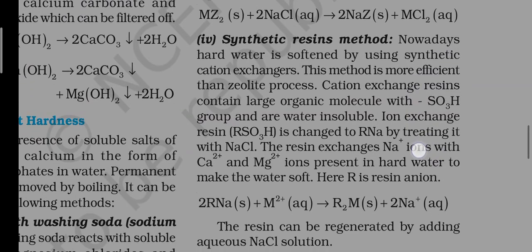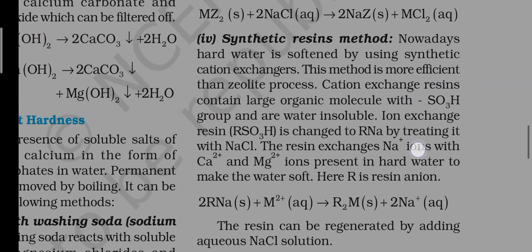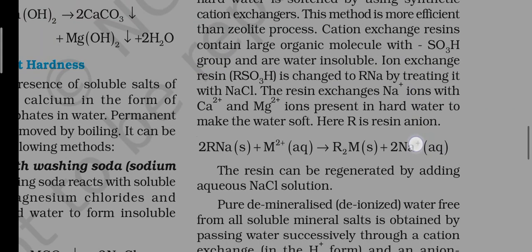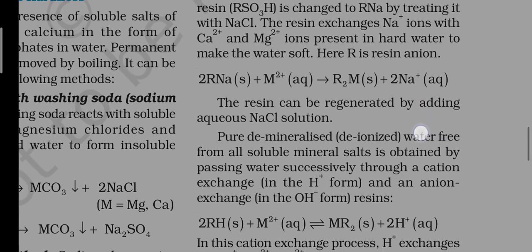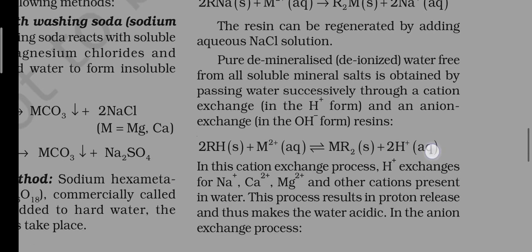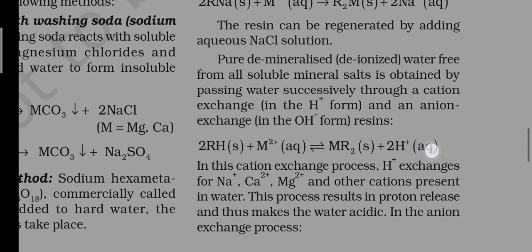Next is synthetic resin method. Nowadays, hard water is softened by using synthetic cation exchangers. This method is more efficient than zeolite process. Cation exchange resins contain large organic molecule with SO3H group and are water insoluble. Ion exchange resin is changed to RNa by treating it with NaCl. The resin exchanges Na+ ions with Ca2+ and Mg2+ ions present in hard water to make the water soft. Here R is resin anion. The resin can be regenerated by adding aqueous NaCl solution.